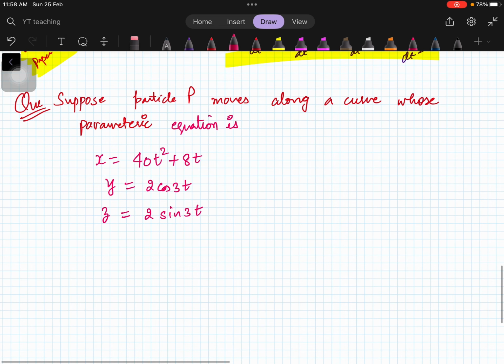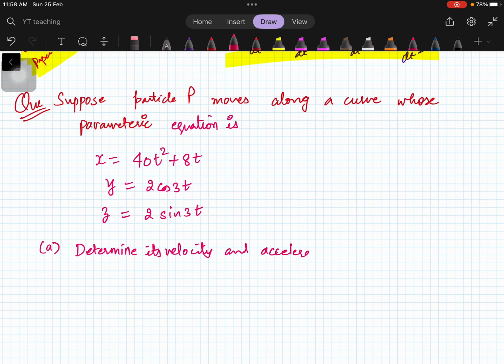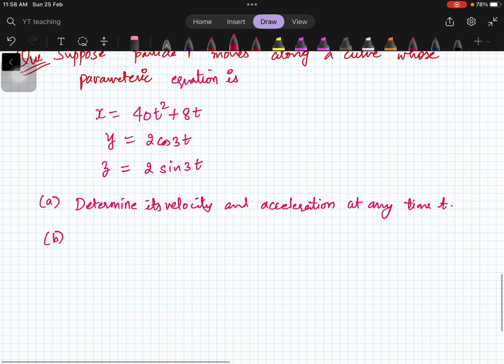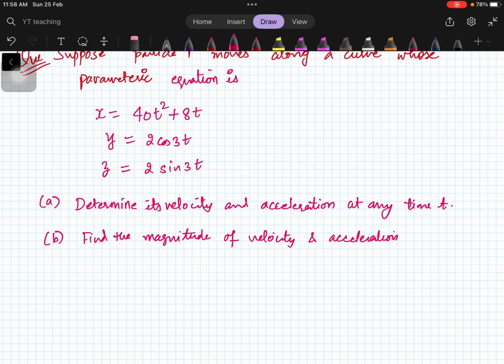And the question is, determine its velocity and acceleration at any time t. And then we have another question, which is find the magnitude of velocity and acceleration at t equal to 0. Right? So let us do it, students.